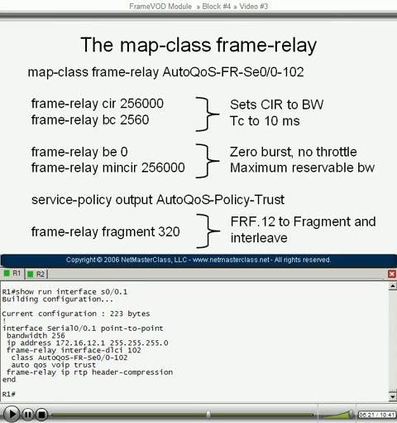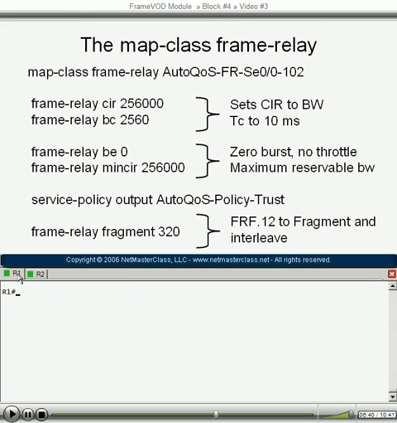The macro also configures FRF12 frame relay fragmentation and interleaving in the map class. The purpose of this feature is to break up data packets so that voice packets do not have to wait for a long data packet to be serialized onto the link. We can see how the fragment size was chosen by examining the shaping parameters on R1.